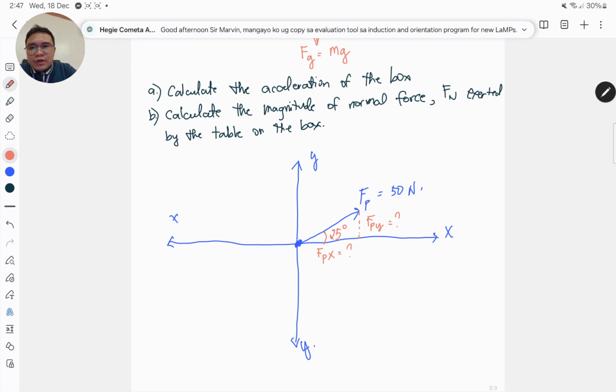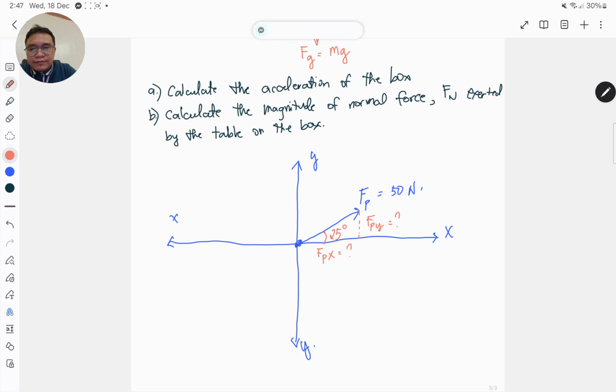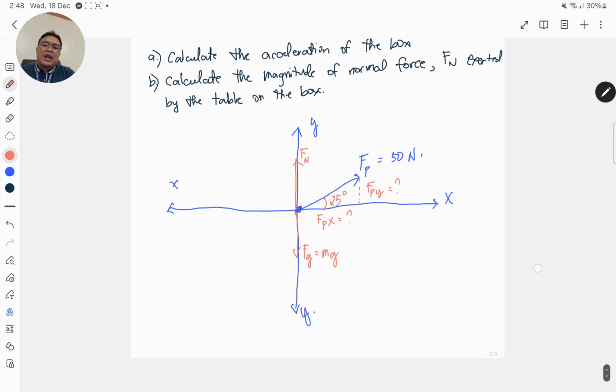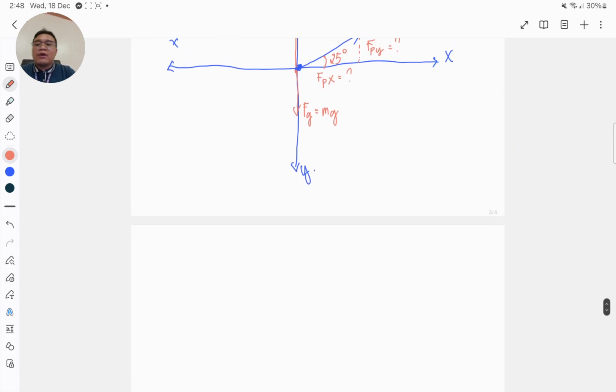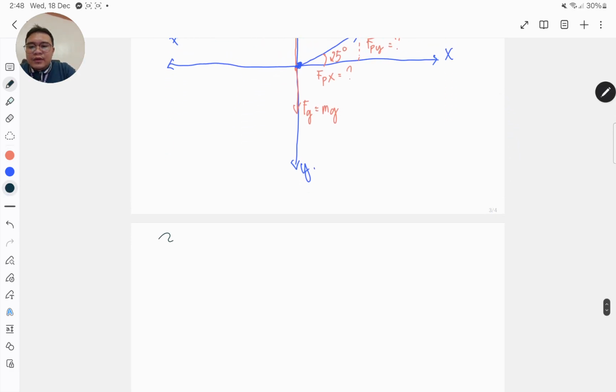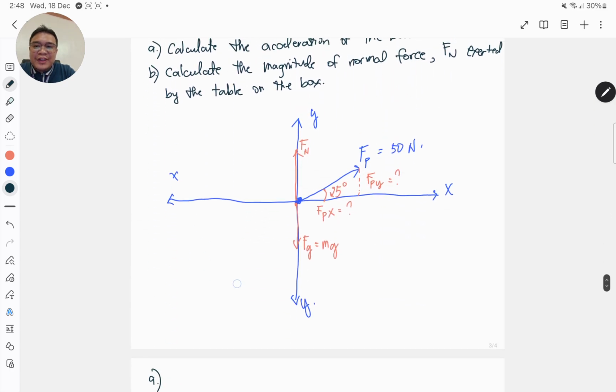Of course, we also have our force of gravity going downward, which I will call F of g, equal to mg. And we also have our normal force, F of n. Now that our free body diagram is complete, we can slowly solve for the unknown variables in the solution.